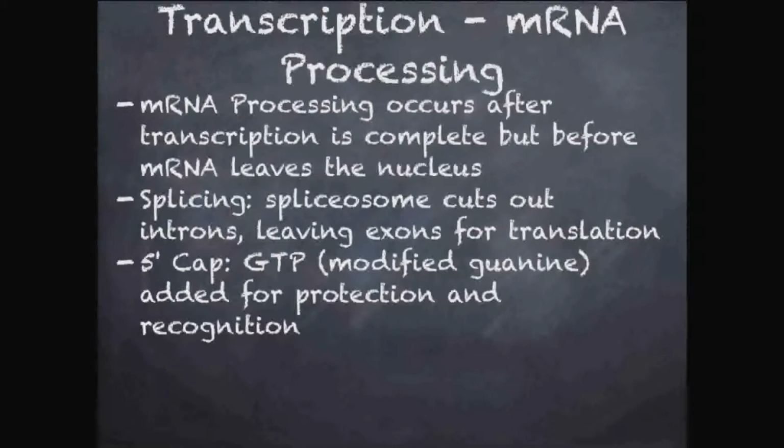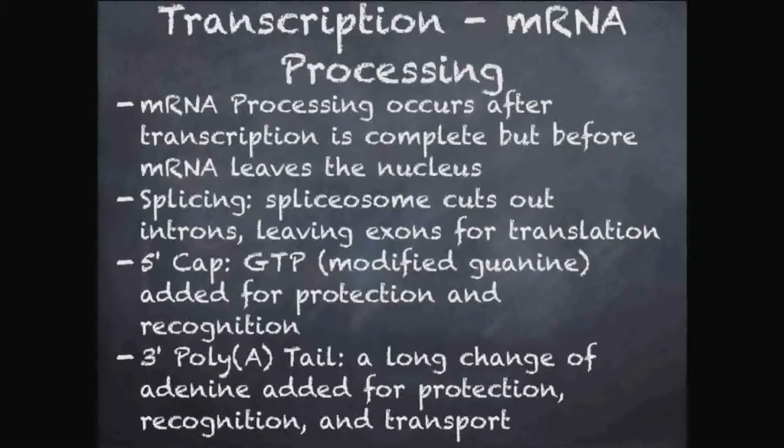If you don't know what 5' end is, go check out my molecular genetics video. It talks all about the structure of DNA and replication. And then we have the 3' poly A tail, that long strand of adenine that's used for protection, recognition, and transportation. So it's an ID tag. It's protection. It helps the RNA move around the cell. Very important. So we have to process this mRNA.